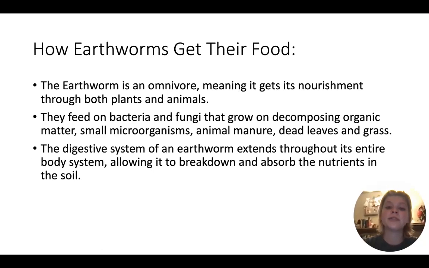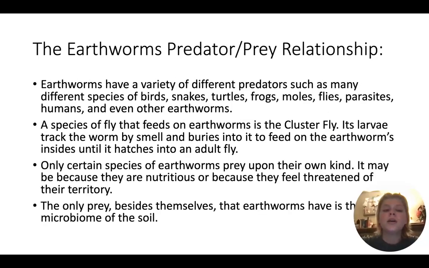How earthworms get their food. Earthworms are omnivores, meaning they get their nourishment from both plants and animals. They feed on bacteria and fungi that grow on decomposing organic matter, small organisms, animal manure, dead leaves, and grass. The digestive system of an earthworm extends throughout its entire body, allowing it to break down and absorb the nutrients in the soil.